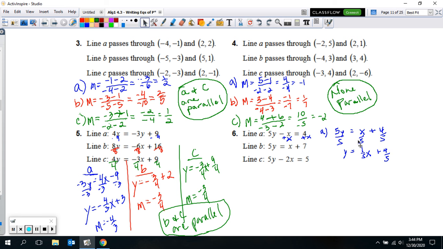This is 1 over 5, 1x over 5. So 1/5 would be the slope for this one. And then you got the 4/5 here, but the 1/5 is the one you're looking at.